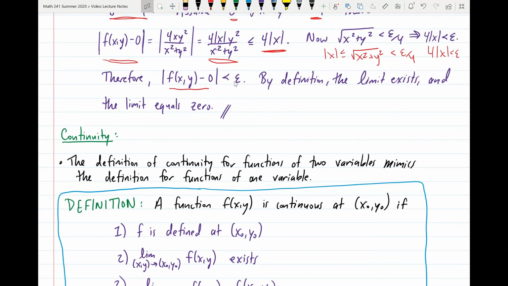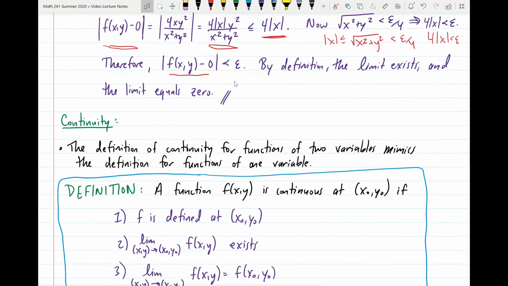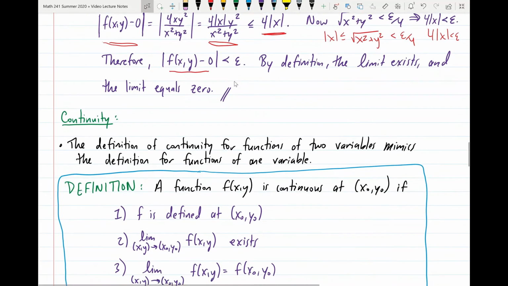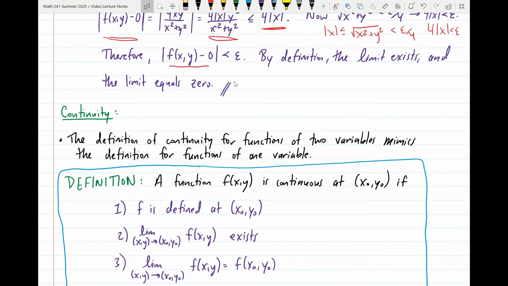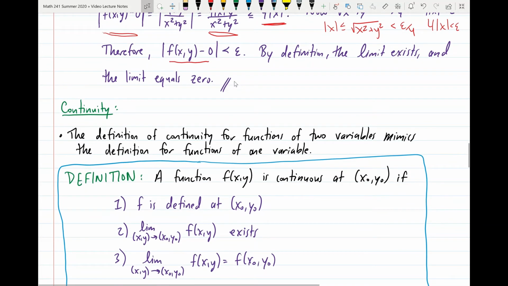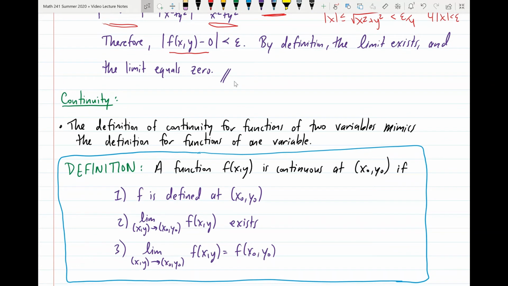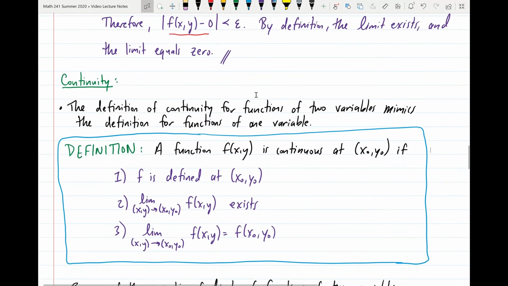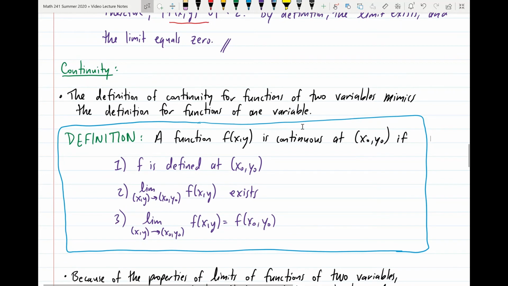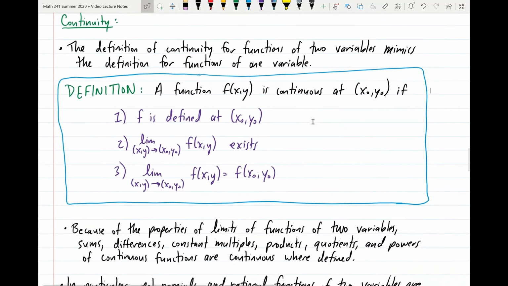Okay, so now that we've talked about limits for multivariable functions, it makes perfect sense to move on to the idea of continuity, which is exactly what we moved on to with vector-valued functions, and it's what we moved on to when we introduced limits for single-valued functions back in Calc 1. So the definition of continuity for functions of two variables and ultimately any multivariable function mimics the definition for functions of one variable. So I'll just give the definition here.